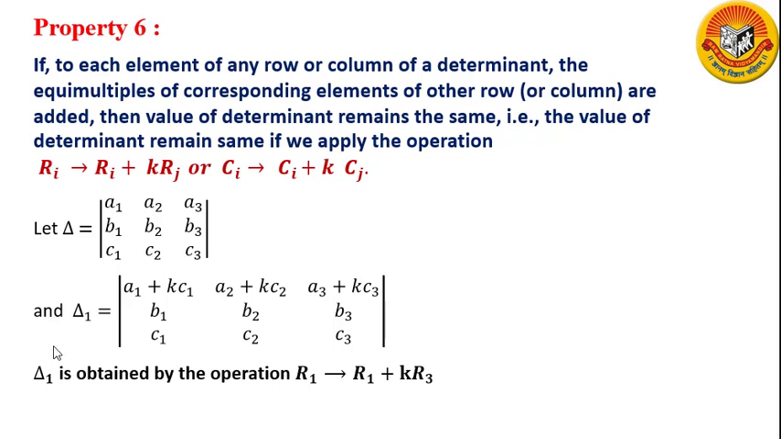Right? So on delta 1, what have we applied? We have applied the operation R1 plus k times R3. Now by using this property 6, I can say that delta 1 equals delta. So these are the 6.